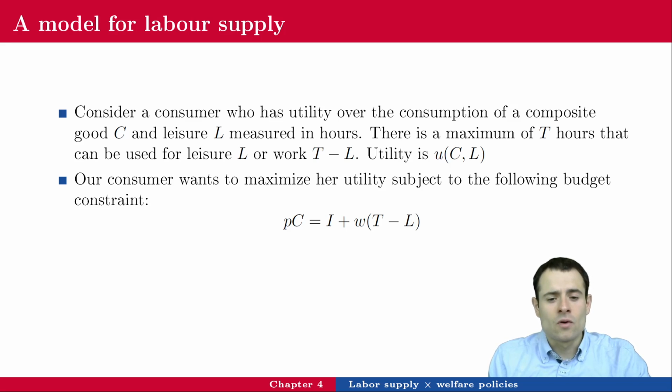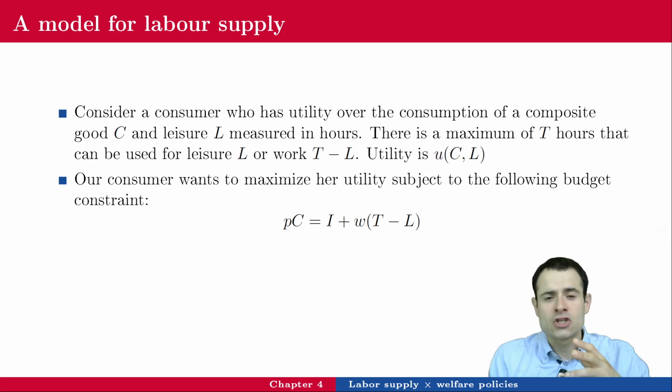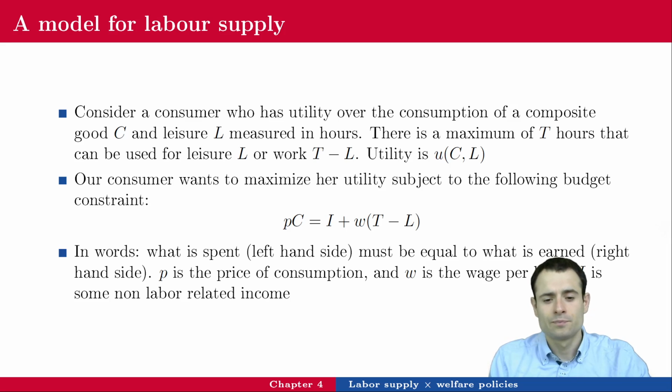Here, money can be spent for consumption. So on the left-hand side, we have the expenditure, P times C, where P is the price of consumption. And this expenditure must be equal to what is earned. Here we have two components. Component I is a non-labor income, such as rental income, financial income, lottery income, or pocket money from your parents, plus your labor income, W, the wage, times the amount of hours worked, T minus L. Now our consumer will try to maximize his utility subject to this budget constraint.